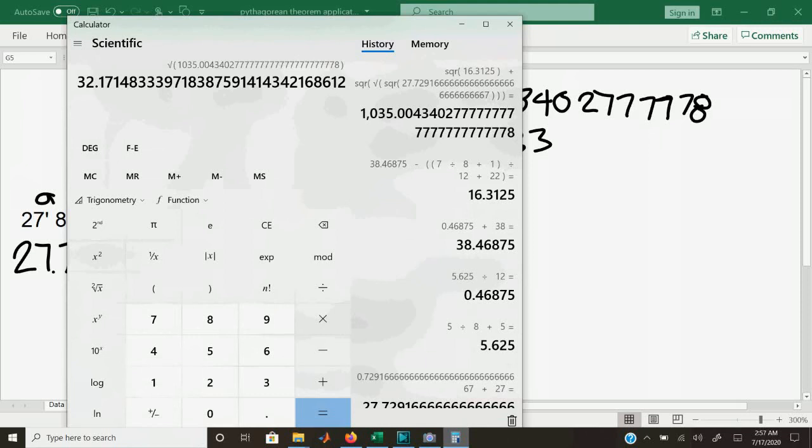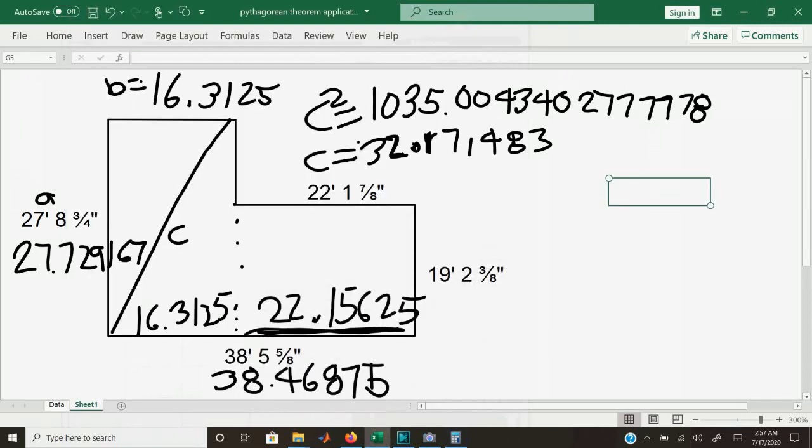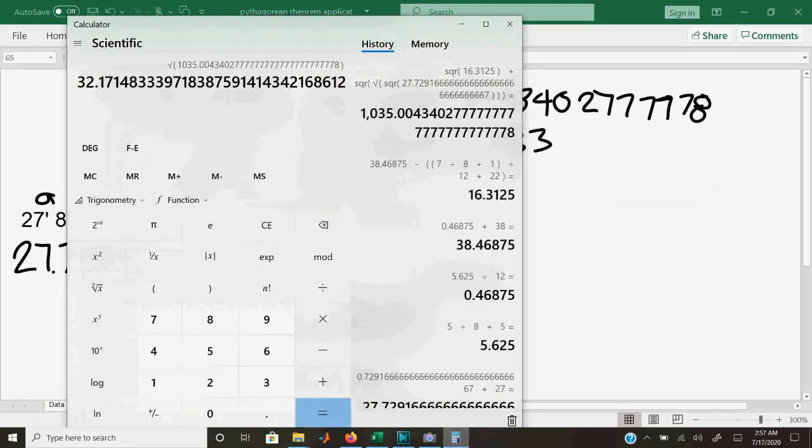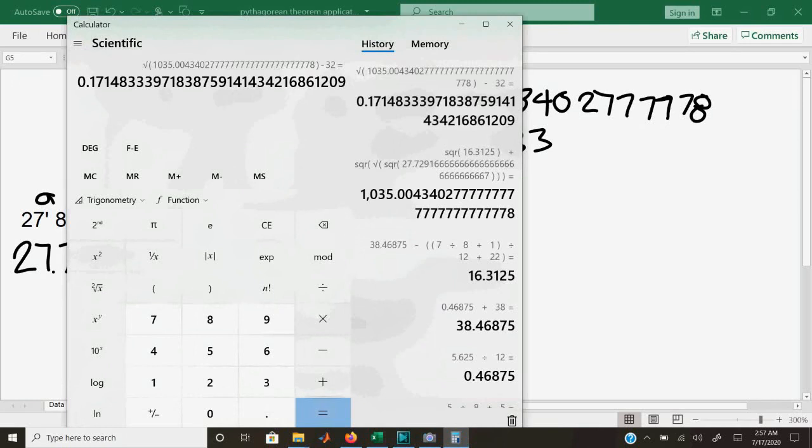So I've got my 32, and I'll write that here. C equals 32 feet. We use the single apostrophe for feet. And so I've got my 32. I'm going to get rid of that. I'm going to subtract 32. And now I just have the decimal that I had written down. That's the decimal number of feet.